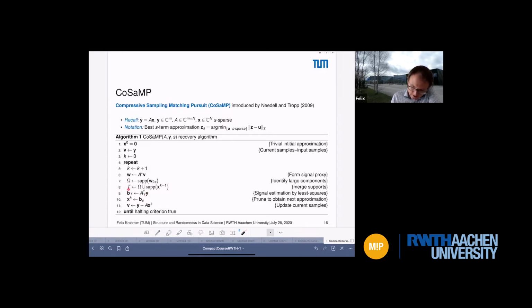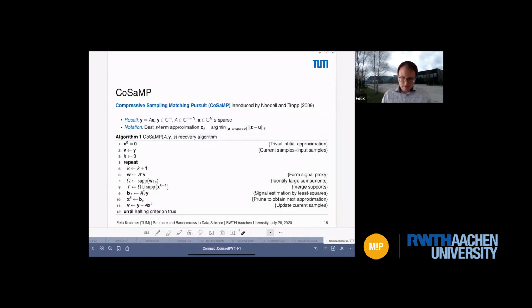With this new modified support set, you are doing some type of least squares approximation. With whatever you find on this vector here, you're taking the best S-term approximation and then entering it into your signal Xc. And then you're looking at the residual V, and then you're trying to approximate the residual in the same manner.